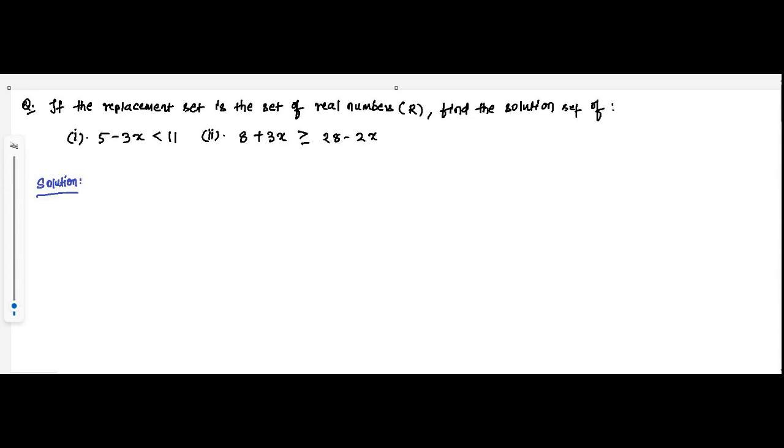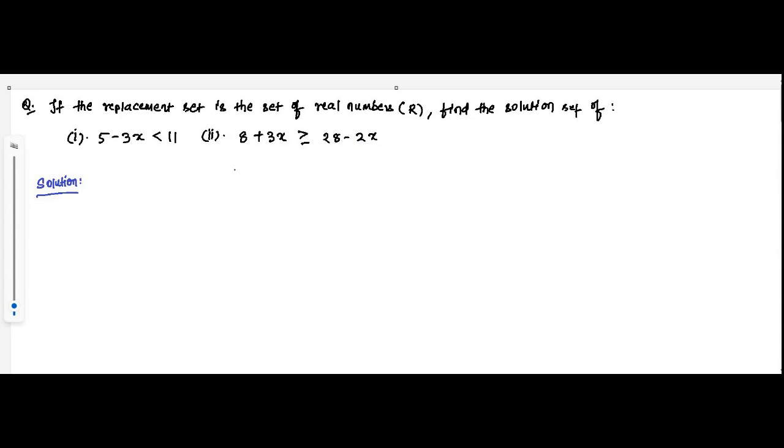So here is another question on linear inequations in one variable. It is given that if the replacement set is the set of real numbers, find the solution set of 5 minus 3x is lesser than 11 and 8 plus 3x is greater than or equal to 28 minus 2x. This is bit 1, this is bit 2.